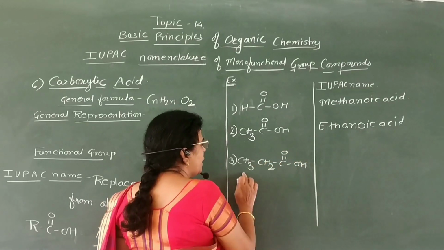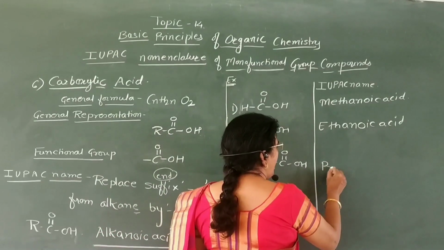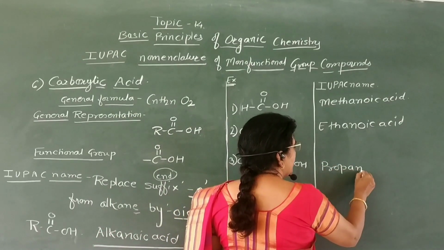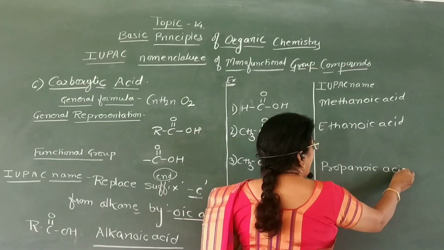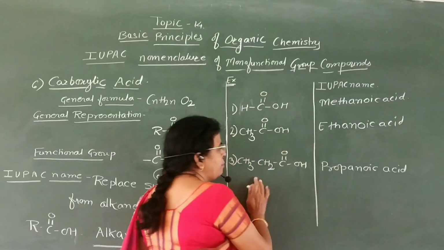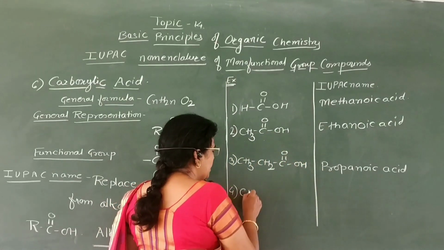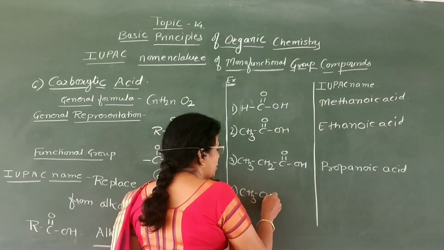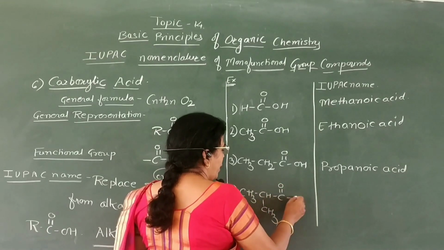Third, CH3CH2COOH. Now here there are three carbon atoms, therefore parent alkane becomes propane, and from propane suffix E is replaced by OIC acid. Name of this acid becomes propanoic acid. Then fourth, CH3CH(CH3)COOH.